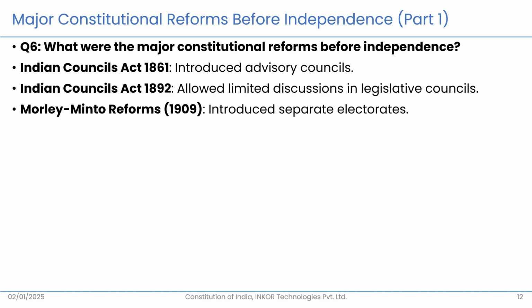Before independence, various constitutional reforms were introduced to gradually include Indians in governance. The Indian Councils Act of 1861 marked the first attempt at involving Indians in legislative councils, though their role was only advisory. The Indian Councils Act of 1892 allowed for limited discussions in legislative councils, but real power remained with the British. Later, the Morley-Minto reforms of 1909 introduced separate electorates, a move that divided Indian communities and limited national unity.